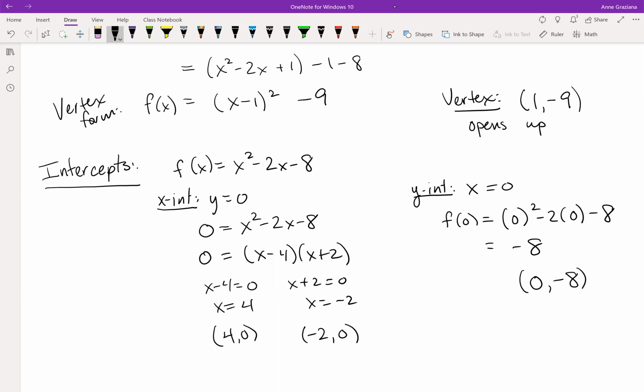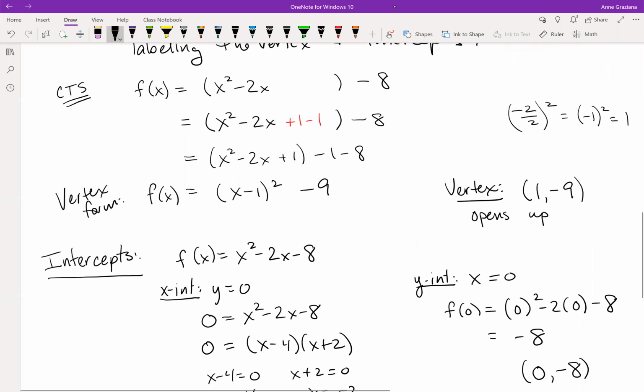Okay, hopefully I didn't go too fast there. But you should have gotten as your x-intercepts (4, 0) and (negative 2, 0). And then your y-intercept is (0, negative 8). Are there any questions from anyone about how we got the vertex or the intercepts here?